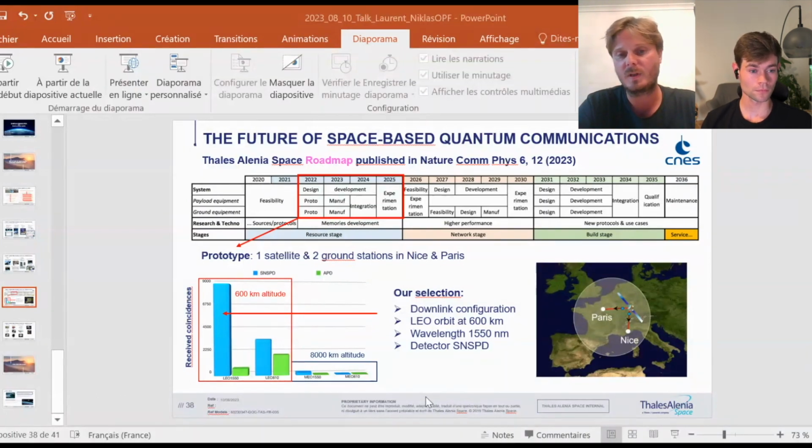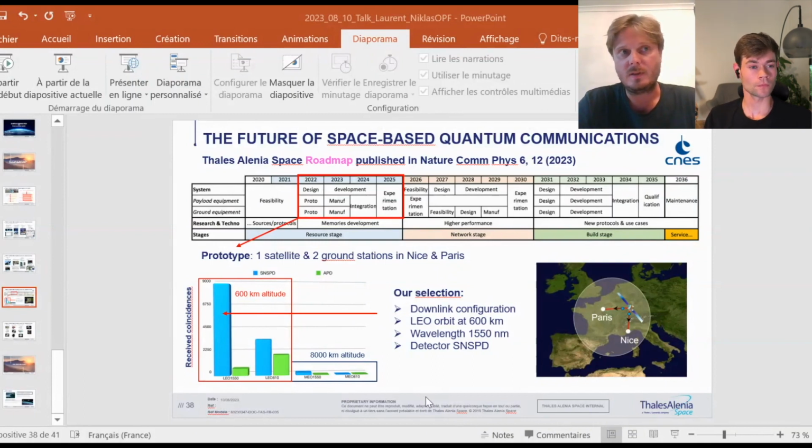Okay. Understood. So we discussed two of the selection criteria now. We still have the orbit height, so maybe we can get into that one. Why is a low Earth orbit actually preferable for this kind of system?